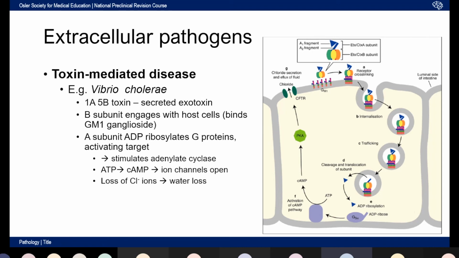And then the toxin can enter the cell, where the A subunit of the toxin ribosylates G protein, which activates the G protein, which stimulates adenylate cyclase. This leads to the formation of more cAMP, which causes the CFTR channel in the luminal membrane to open, which leads to chloride leaking out of the cell. And then water follows the chloride ions out of the cell. And that's why cholera causes a watery diarrhea and leads to dehydration.